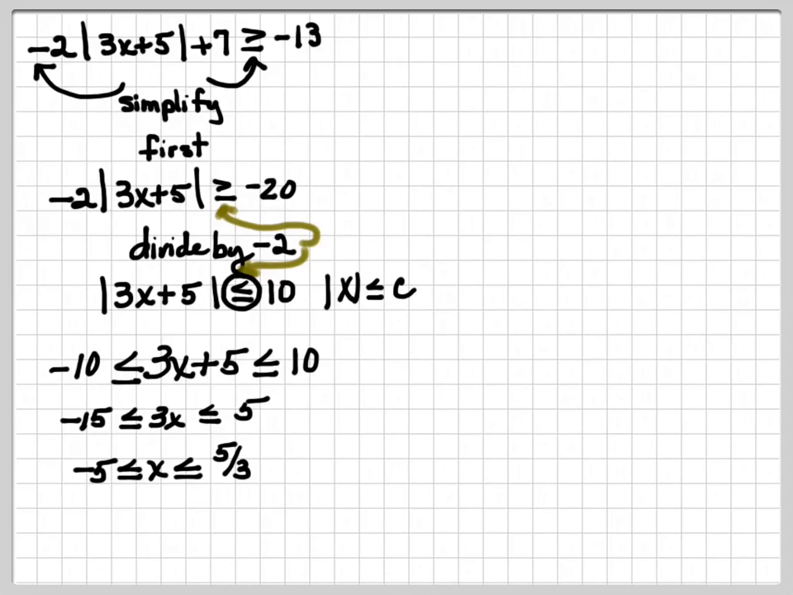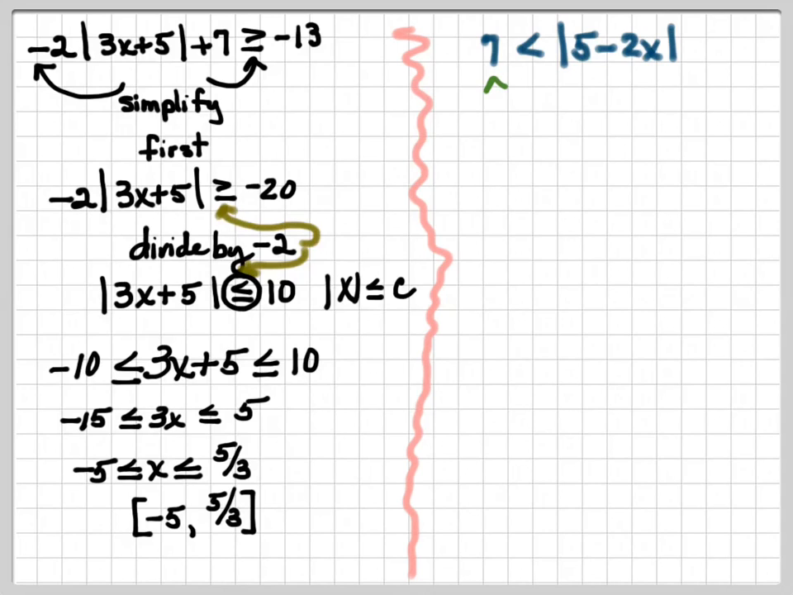If I want to write that in interval notation, it would be closed on both sides because we have less than or equal to for both. It would be negative 5, comma, 5 over 3.